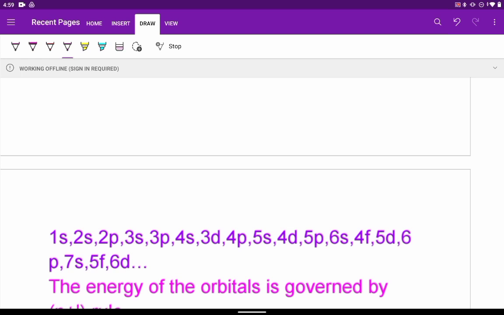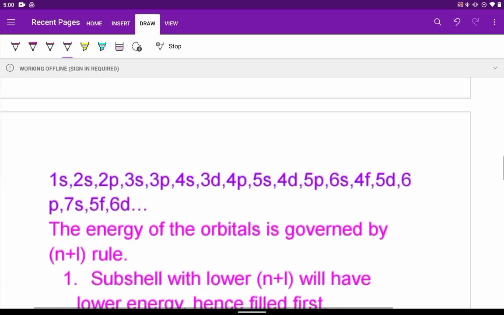After that 3s and 3p. Then comes 4s. After 4s 3d. Then 4p, 5s. After 5s 4d. 5p, 6s. After 6s, f orbital will get filled, 4f. 4f, 5d, 6p. After 6p, 7s. Then 5f and 6d. So this is the order.